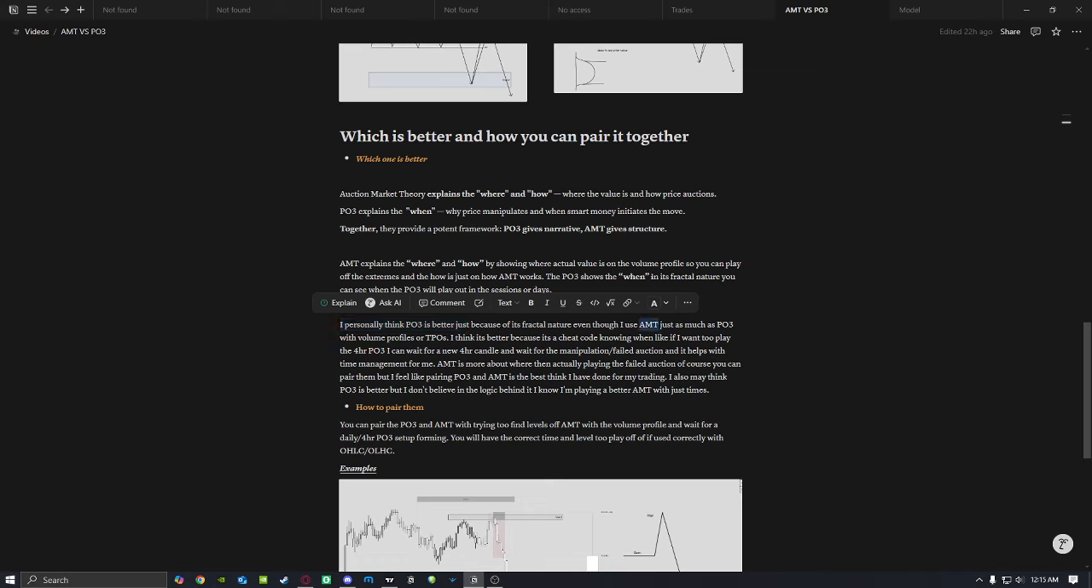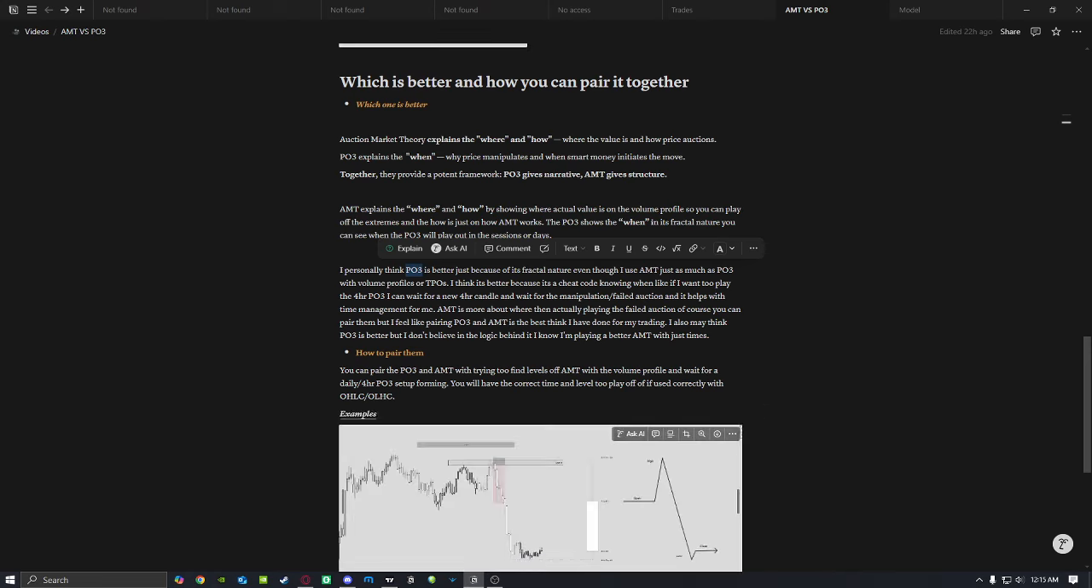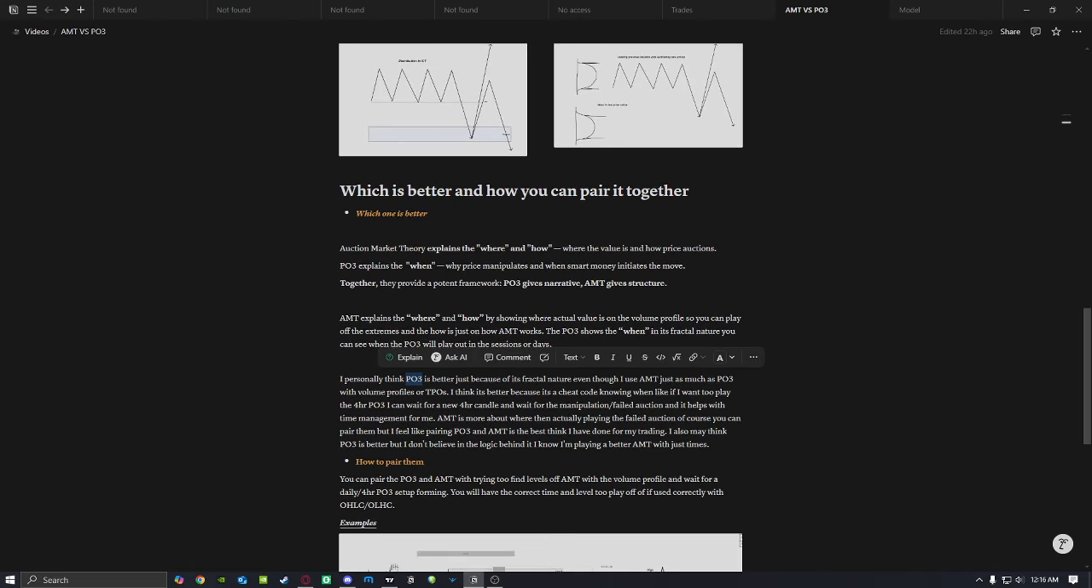I do think AMT is better overall. Well, not overall, but in the accumulation, manipulation, distribution, I like Power 3 just because of the fractal nature, to be honest. And the open high low close, open low high close, I'll explain it in the examples. I personally think Power 3 is better just because of the fractal nature, even though I use AMT just as much as Power 3 with volume profiles or TPOs.